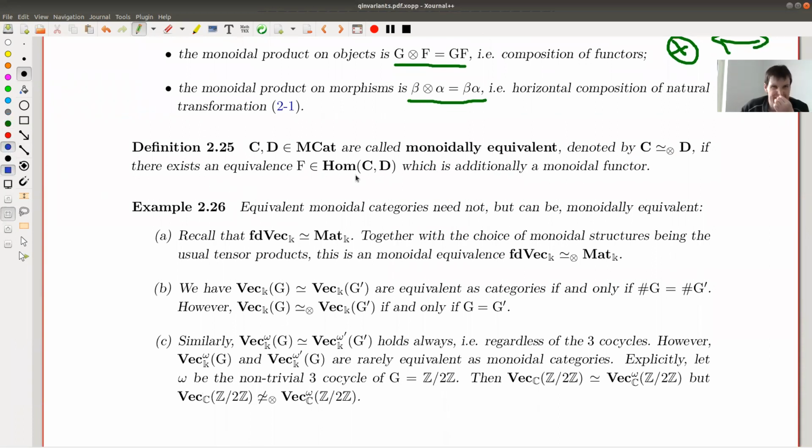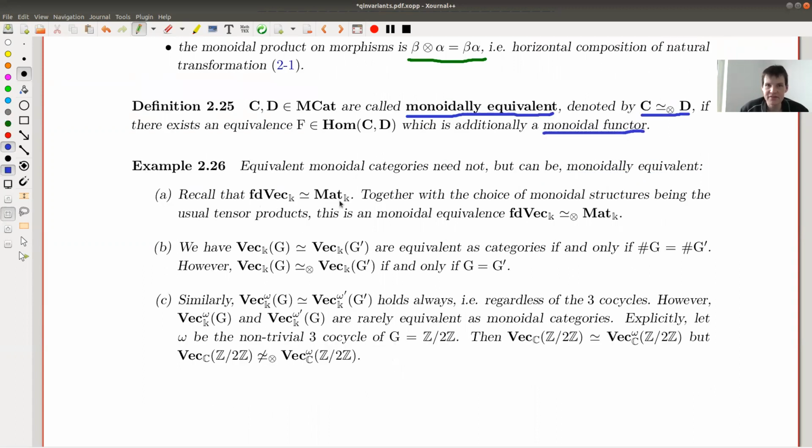Let me run you through a little bit more terminology. Of course, if you have a monoidal category, you should be worried not whether they're equivalent as categories, you should be worried whether they're equivalent as monoidal categories, which I indicate by a monoidal product, which just means that there is an equivalence which is a monoidal functor. Here are some examples. Finite dimensional vector space is equivalent to its skeleton as a monoidal category. And some playing around with those funny vector categories. So they're basically never equivalent in some sense.